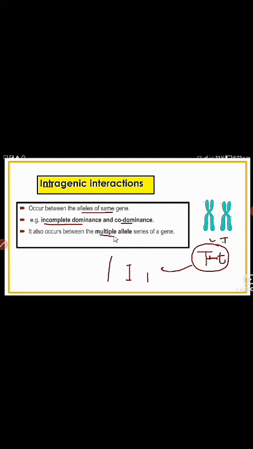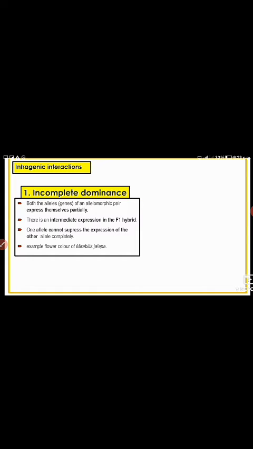It also occurs between the multiple alleles of a series of a gene. So intragenic interaction is the interaction between the alleles of the same gene on the same chromosome. The genes are the same, but the offspring show intermediate production. Now we will see incomplete dominance.